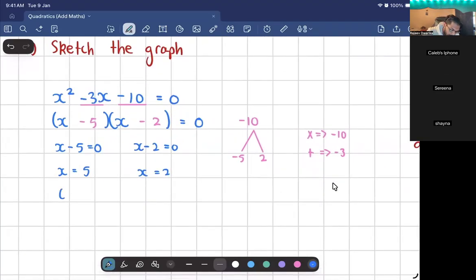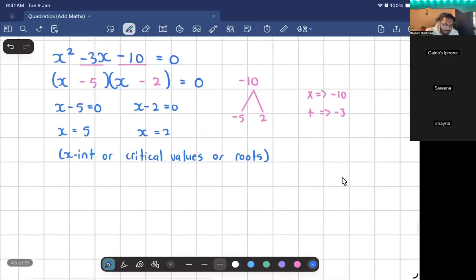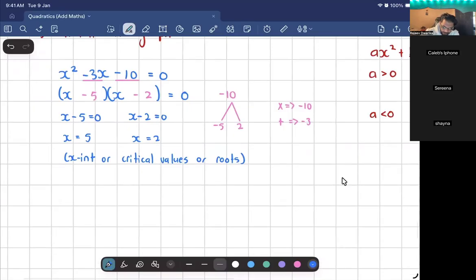Let me put it in brackets: x-intercepts. These are all the names these are typically called: the x-intercepts, or the critical values, or the roots. All these are names that I would use to describe x is equal to 5 and x is equal to 2.